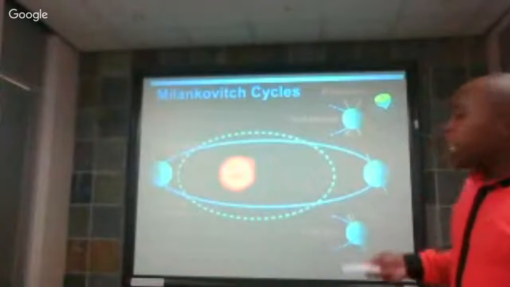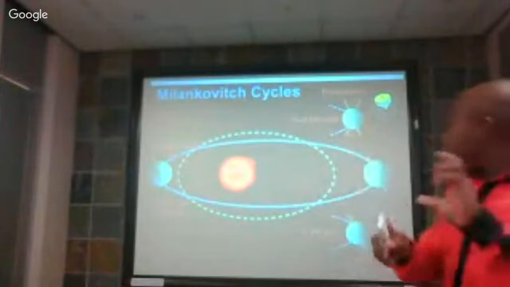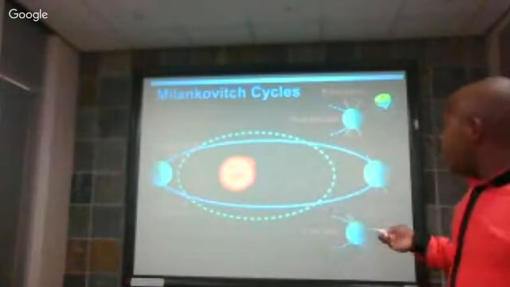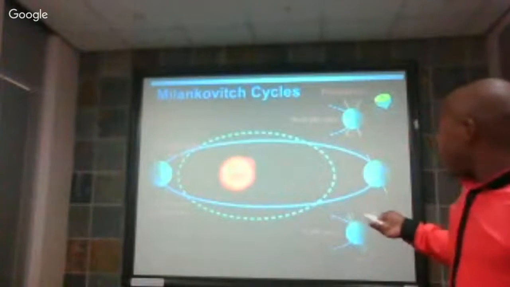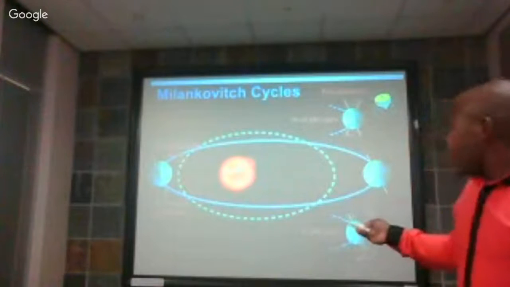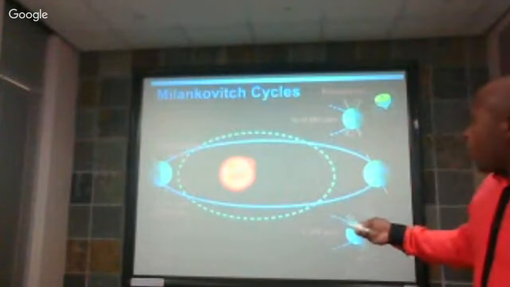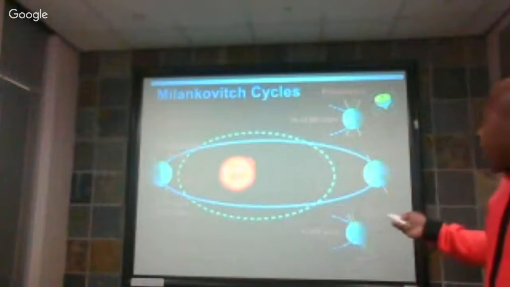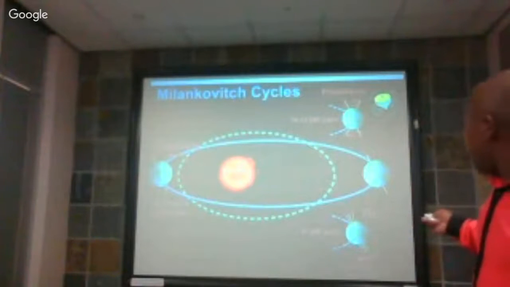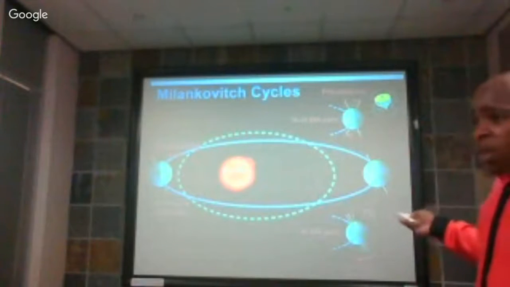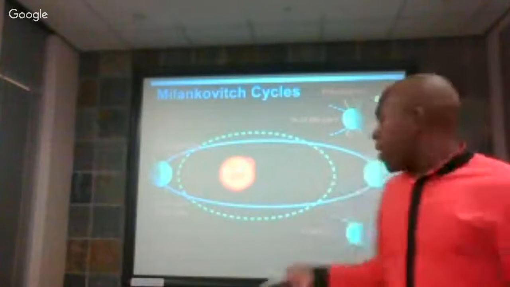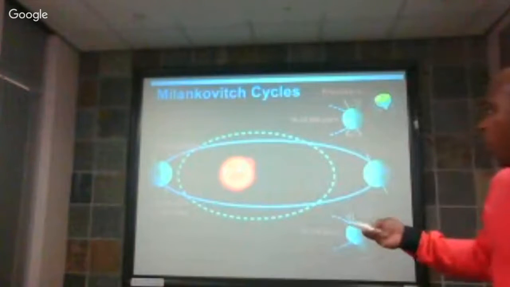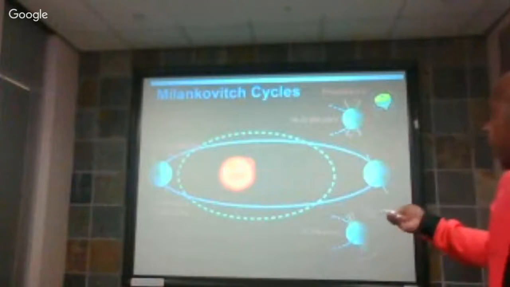It creates a cycle shape, but as it orbits, it will create an elliptical shape, whereby when the Earth is in this part of the shape, it will be much closer to the sun, and then in this phase it will be far away from the sun. That is, this will receive more radiation, and this will receive less radiation.